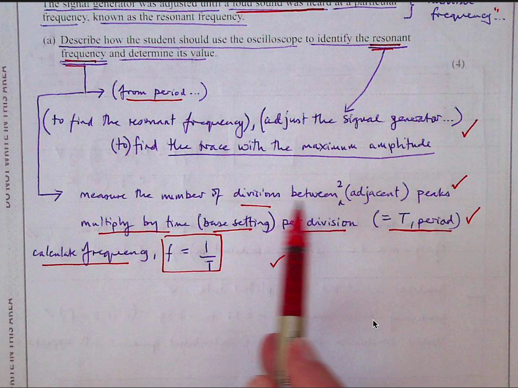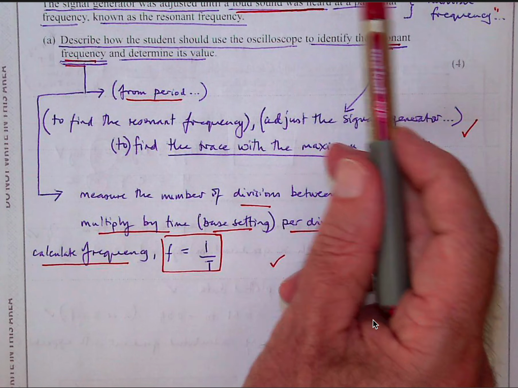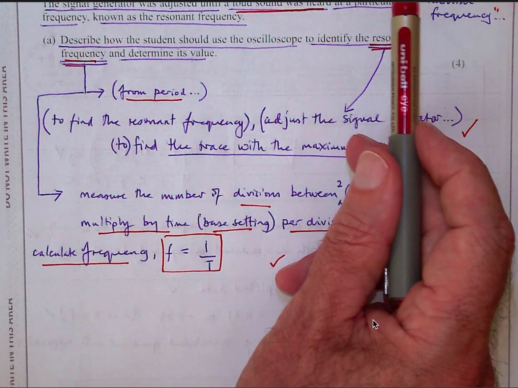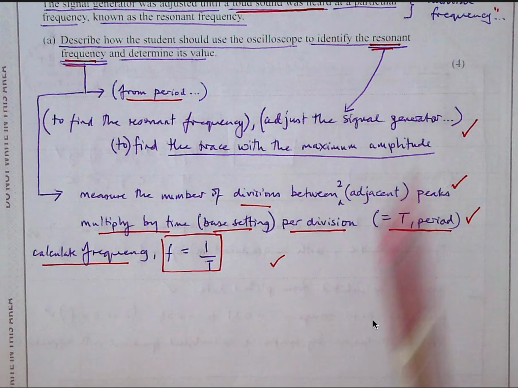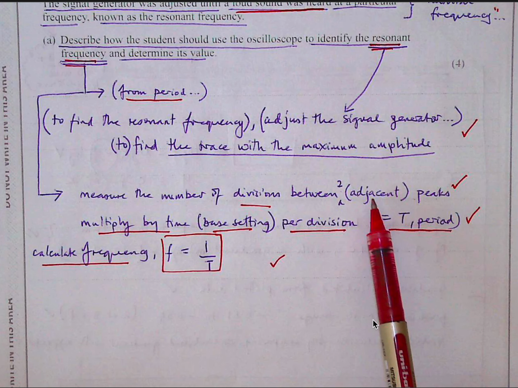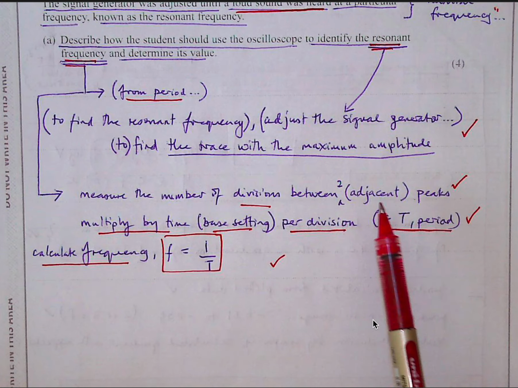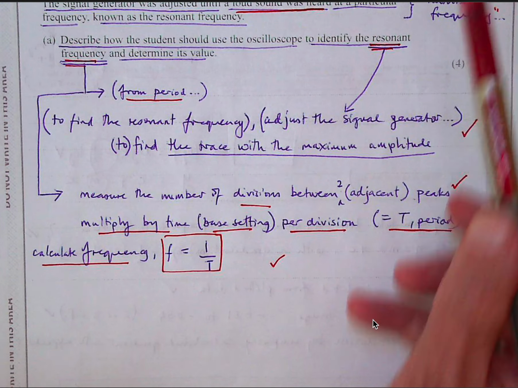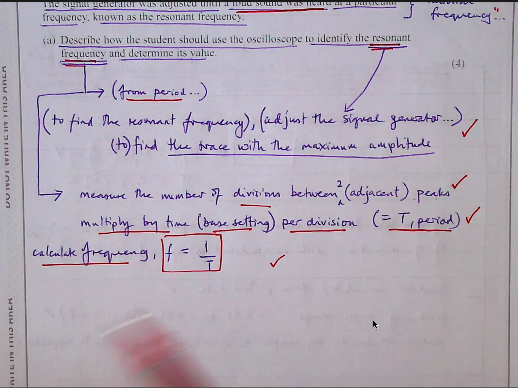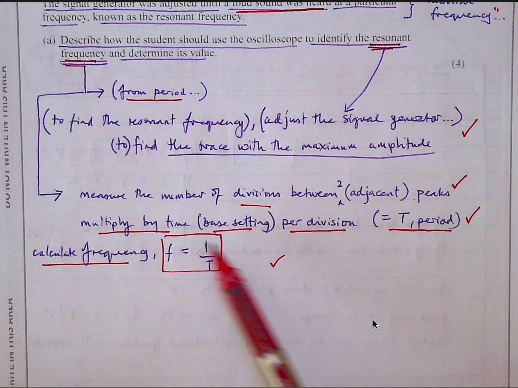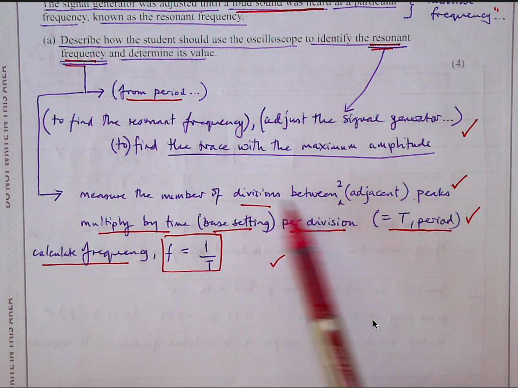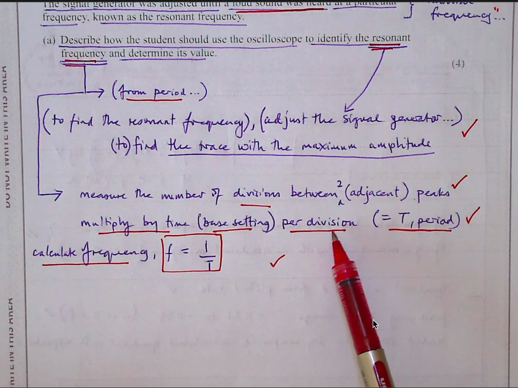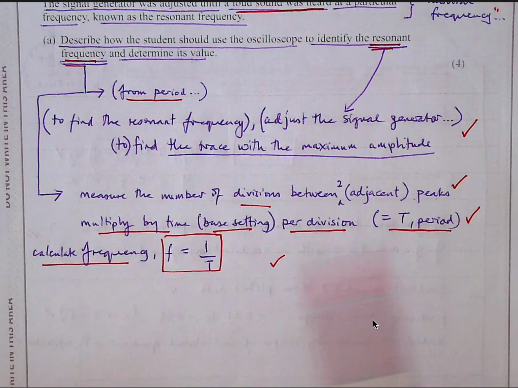You measure the number of divisions between the two adjacent peaks, or you could go all the way and divide by 2 to be more accurate. That's why I put 2 in there, so 2 adjacent peaks. Adjacent means next to, so 2 successive peaks. And then multiply by the time-base setting, whatever is set on. For example, 2 milliseconds, 5 milliseconds, whatever it is. Then you multiply the number of divisions by whatever each value is on the time-base setting. That gives you the period. And then you have to calculate the frequency using f equals 1 over T for the final mark.